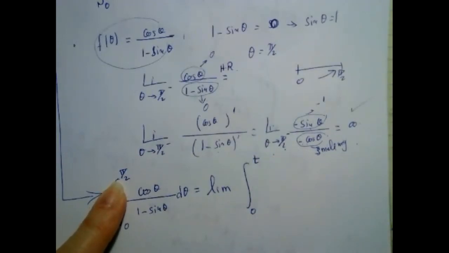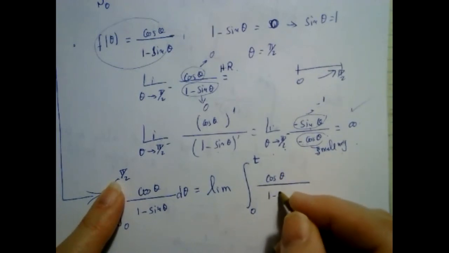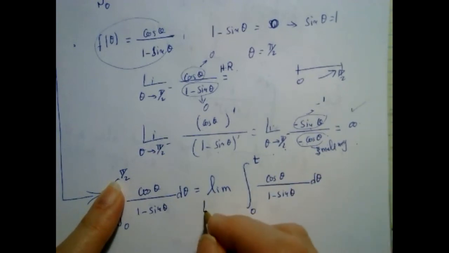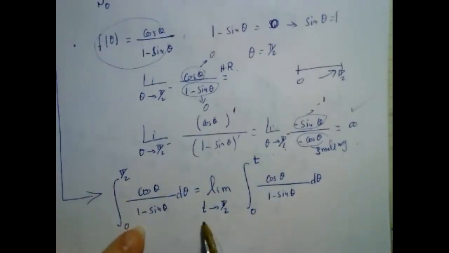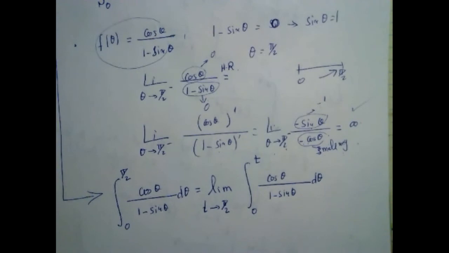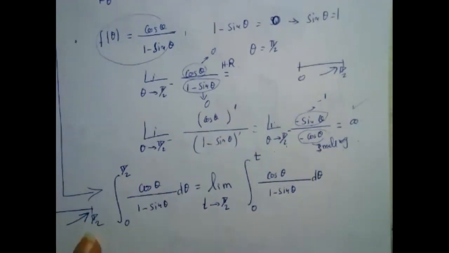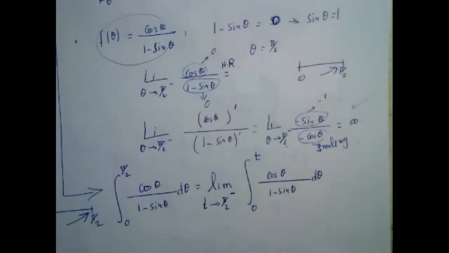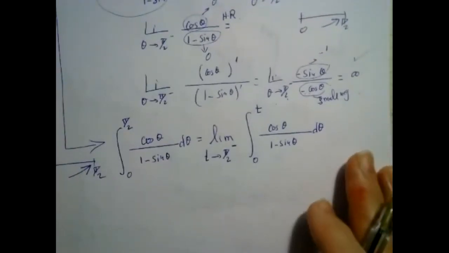I introduce my t. And then this would give me the integral of cosine theta d theta, and then my t has to become close to pi over 2. And then I stop for a second. Is it from the right or from the left? If my interval is from 0 to pi over 2, it means I am approaching it from the left. So pi over 2 minus. So first the setup. Once I finish the setup, now I have to find the antiderivative.